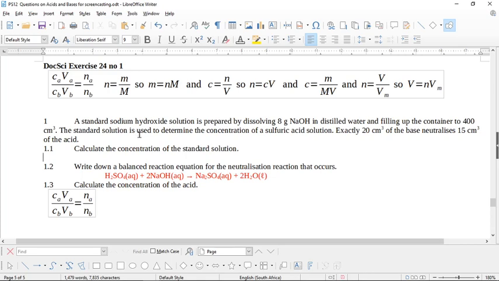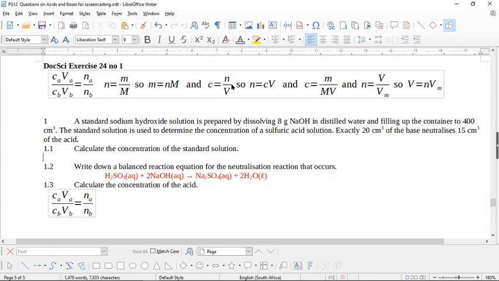Exactly 20 cubic centimeters of the base neutralizes 15 cubic centimeters of the acid. So this exactly word is what tells you that you can use the titration formula. If it's not exactly, you can't use the titration formula. So let's go ahead and calculate the concentration of the standard solution.